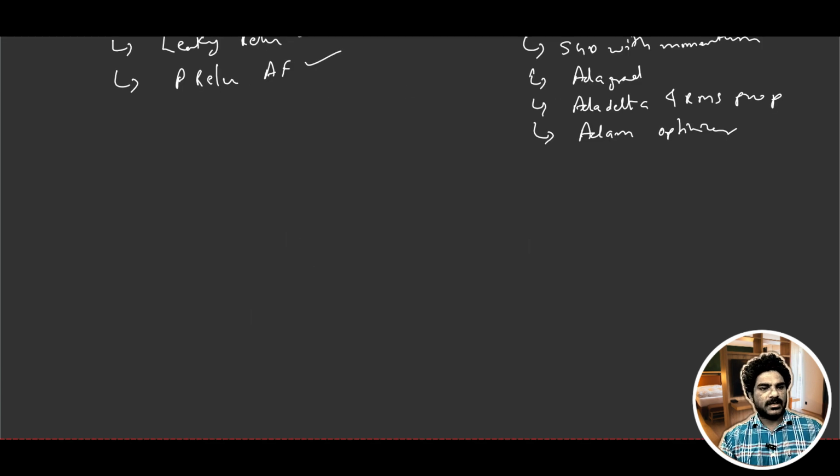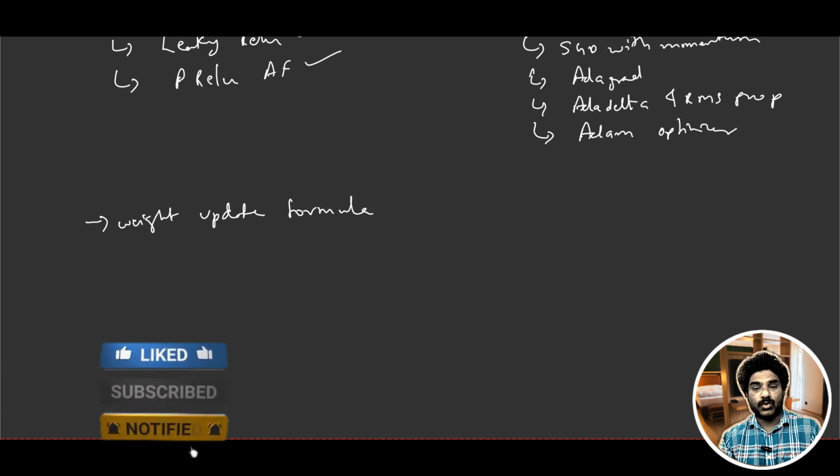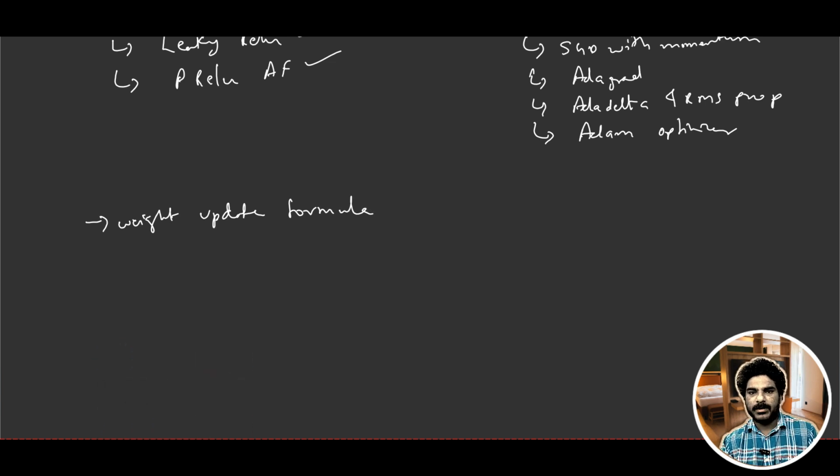Because apart from these activation functions and optimizers, we'll also understand something called the weight update formula. This is very important in back propagation. So you will update the weights, right? There is a formula for weight update in back propagation. You'll understand this by using the optimizers, and then we'll understand what the learning rate is and how it plays a very crucial role in the weight update formula, right? So that is very important.